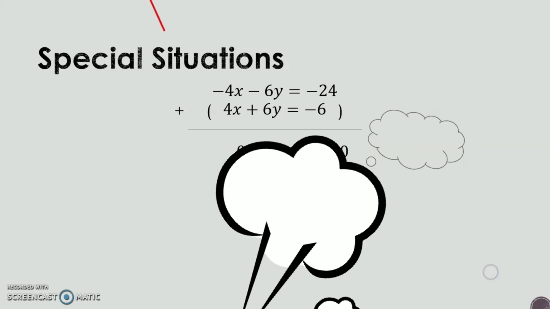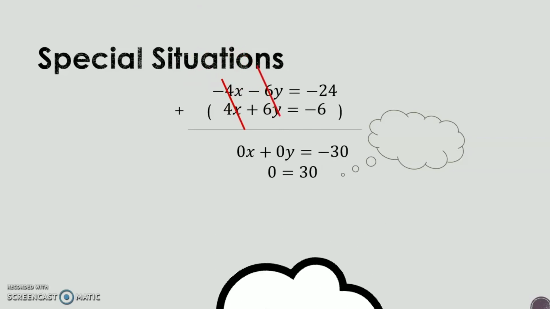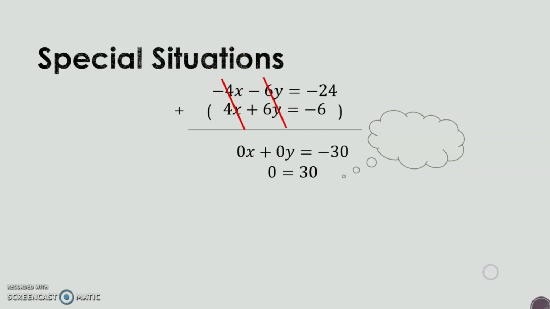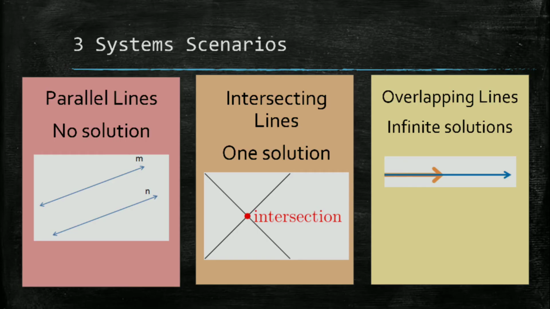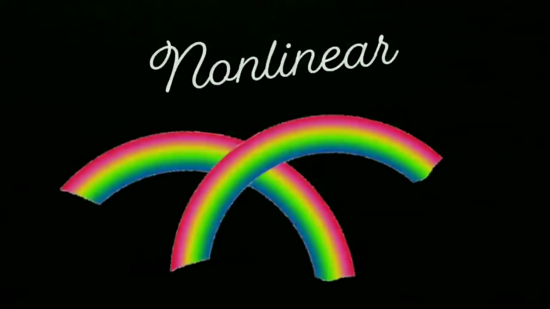I'm going to add that. And notice not only does the x term cancel, but also the y term, leaving me with 0 on the left side and negative 30 on the right side. Interesting, because 0 never equals negative 30. So that means the two lines are never equal. They don't intersect. In other words, they're parallel.